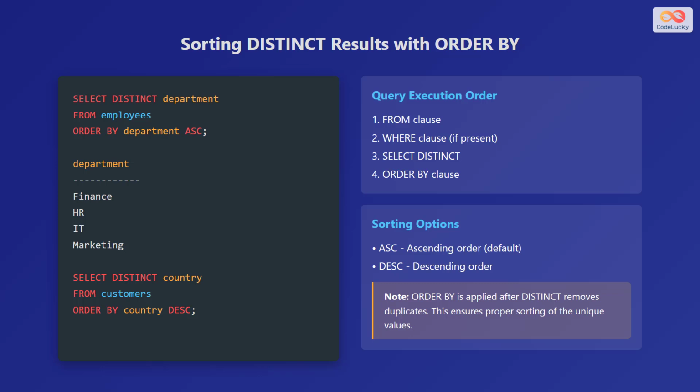To sort the distinct results, use the order by clause. For example, select distinct department from employees order by department ASC. This will return the departments in ascending order such as Finance, HR, IT, Marketing. Another example, select distinct country from customers order by country desc. In this example, the country names will be returned in descending order. The query execution order is from clause, where clause if present, select distinct, and order by clause. You can sort the results in ascending order, which is the default, or descending order.